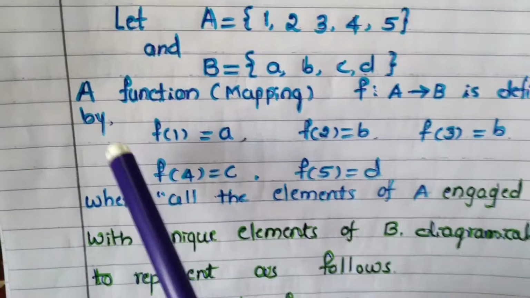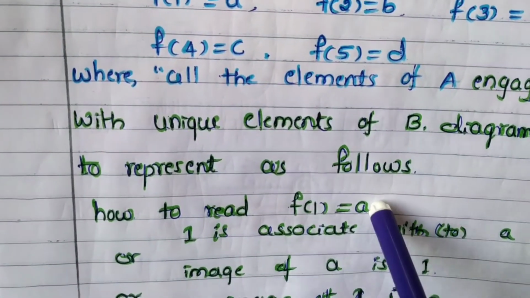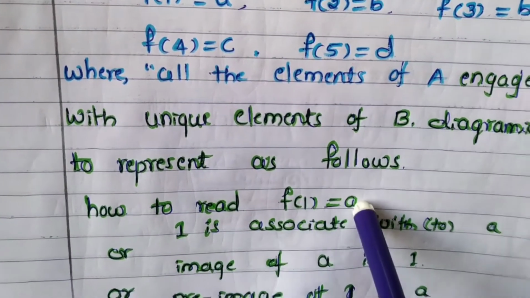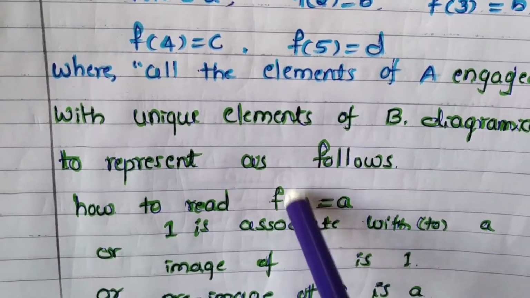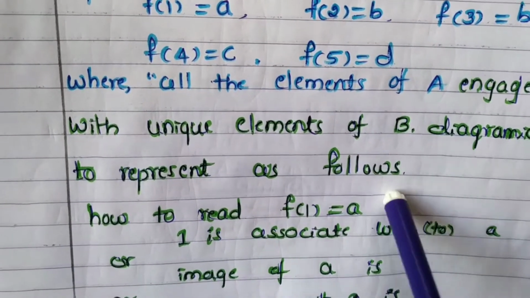Before that, how to read f(1) = a? We will go for that one. f(1) = a means 1 is an element of the capital set A, and a is an element of the capital set B.